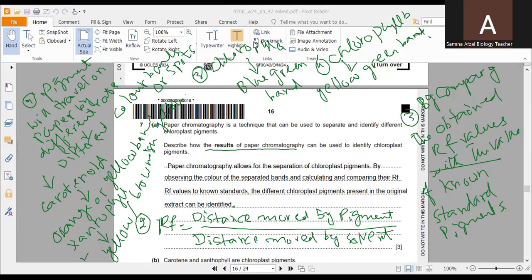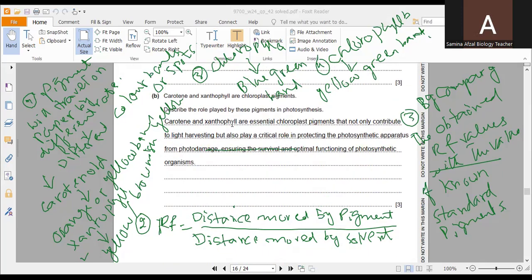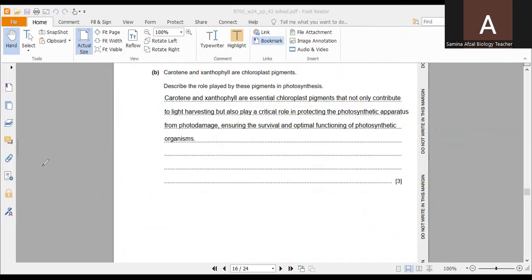Now I am moving towards the next question. The next question is: carotene and xanthophyll are chloroplast pigments. Describe the role played by these pigments in photosynthesis.